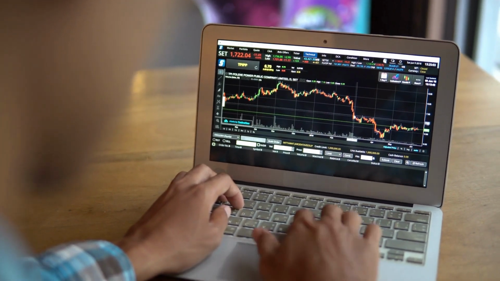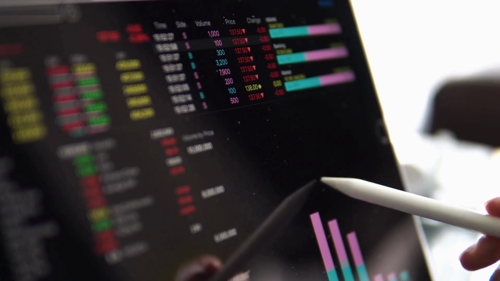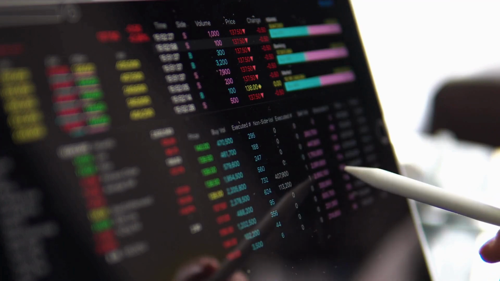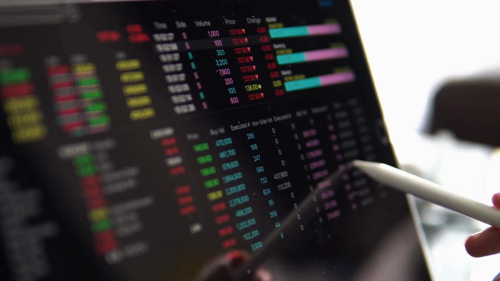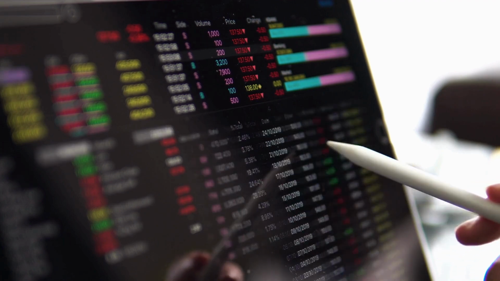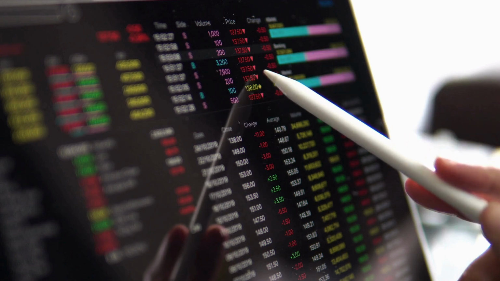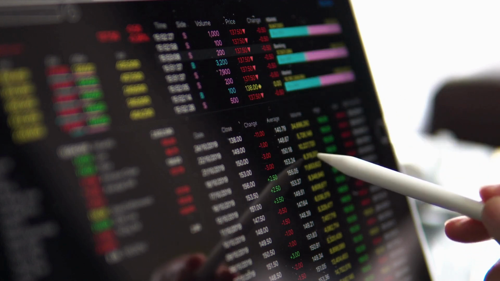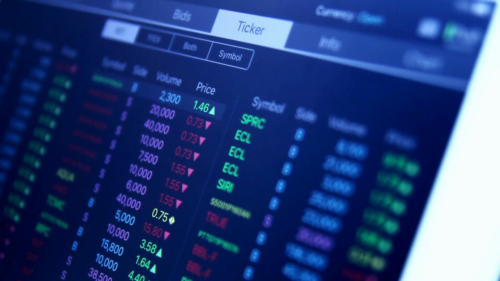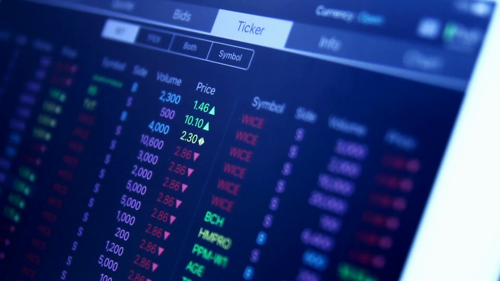Additionally, a demo account can help you familiarize yourself with different trading platforms. There are many platforms available such as MetaTrader 4, MetaTrader 5, and cTrader, each with unique features. Using a demo account allows you to explore their functionalities and choose the one that best suits your needs.